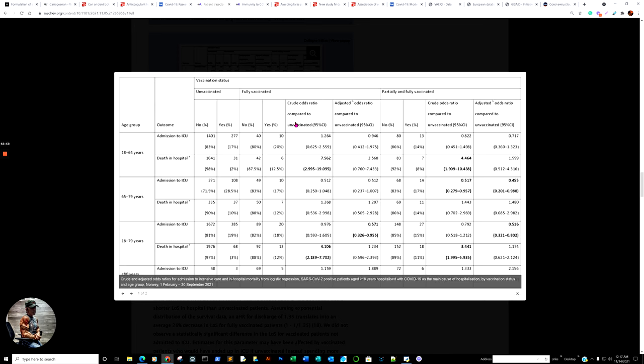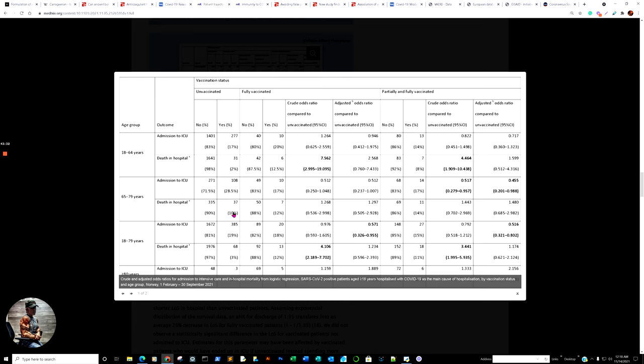Again, data has to be analyzed in certain ways and so on and so forth. But let's just look at the raw numbers. Unvaccinated. We read this part. 18 to 64, means to go to ICU: 17%, compared to 12.5%. 65 to 79, 20.5% unvaccinated went to ICU compared to 17%. All right. So there is a win for the fully vaccinated group if you want to keep score.